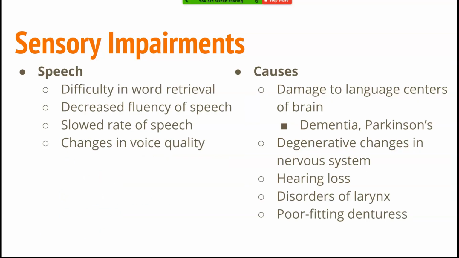Speech, again, there's a number of things that can affect speech. So when you're talking to your elderly patient, you need to keep that in mind, that maybe they're having a hard time finding a word, or maybe they are self-conscious about speaking because of dentures, or are having a difficult time forming the shapes that are required to make the word.